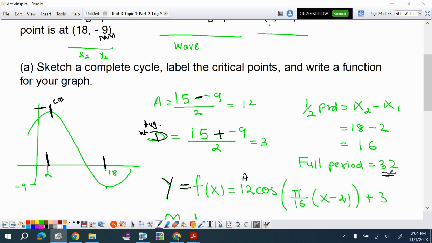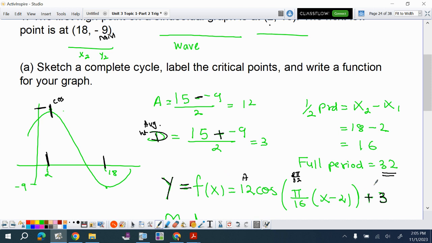Period is 32. So B is 2 pi over 32. You can keep it 2 pi over 32, or you can simplify to pi over 16. You still get full credit. And C is 2 units to the right. So that's why x minus 2, and plus 3. This is D. So A, B, C, and D. You must get the equation.